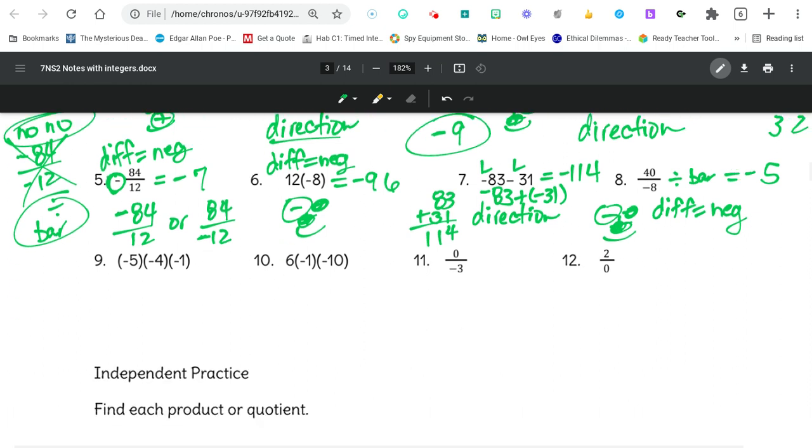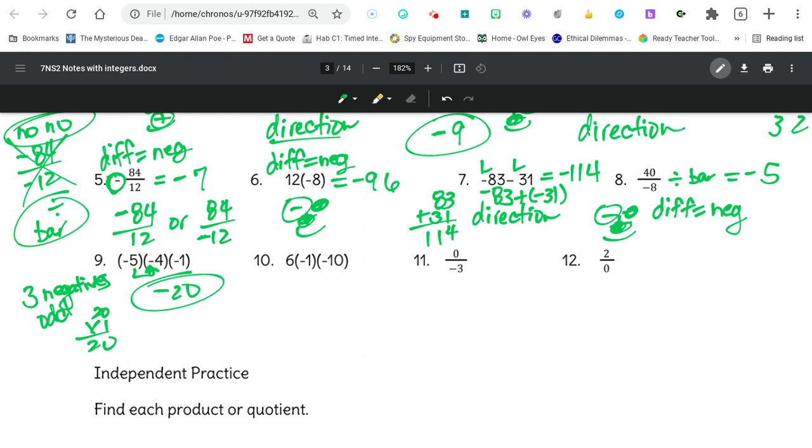All right, when I have more than 2 integers, I like to use the even odd rule. I have 3 negatives in number 9. 3 is odd. So I know my answer is going to be negative something, okay? So I'm just going to start off with 5 times 4 is 20, and 20 times that last one is 20. So I end it with negative 20.